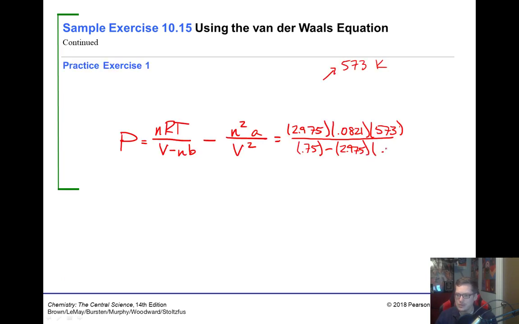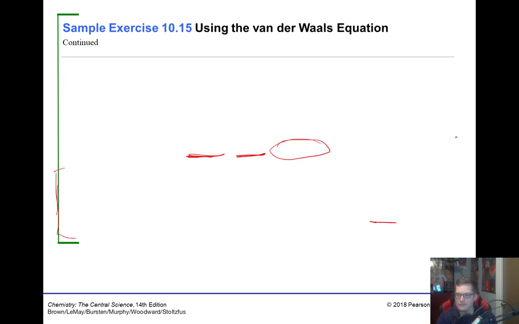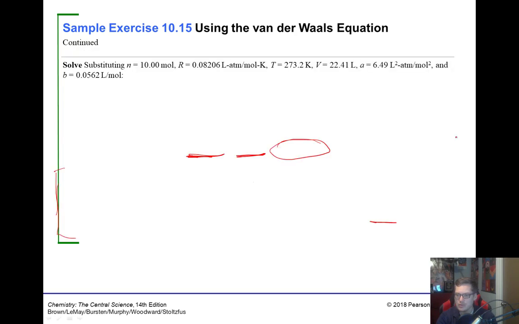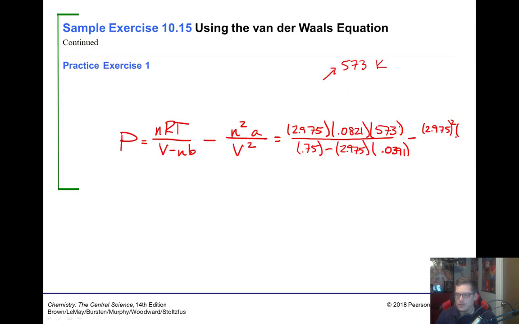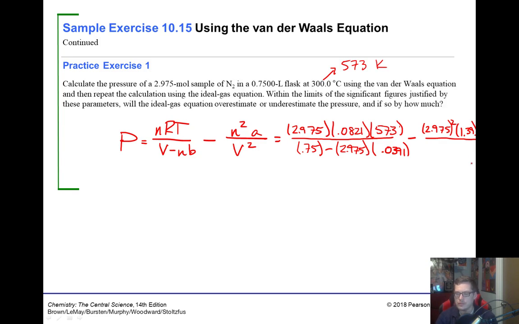0.0391. Now we're going to subtract out our n squared, so that's 2.975 squared, times our A value, 1.39, over V squared. So that's just 0.75 squared. Nailed it.